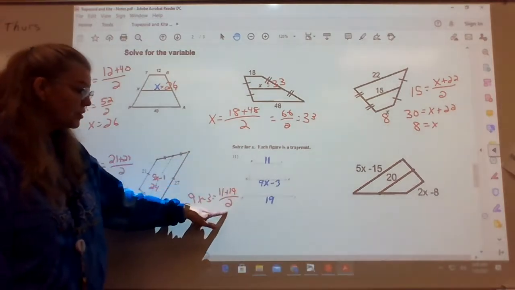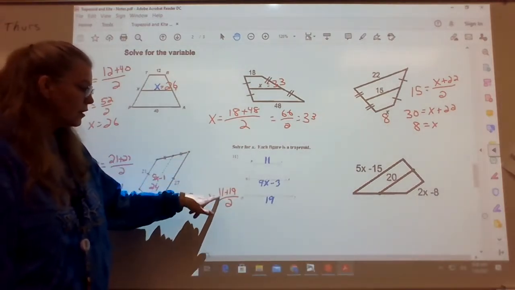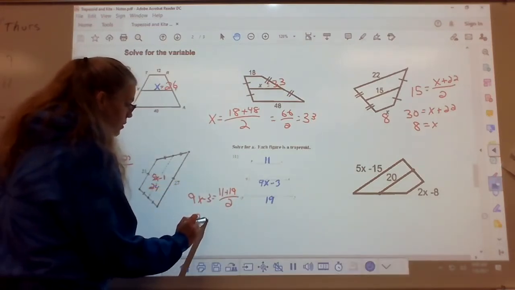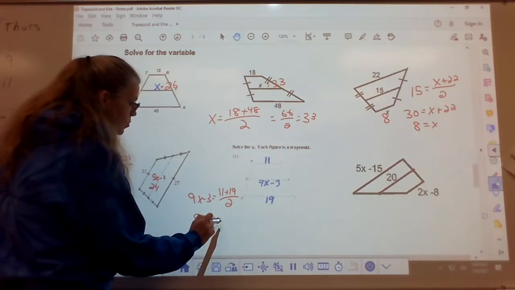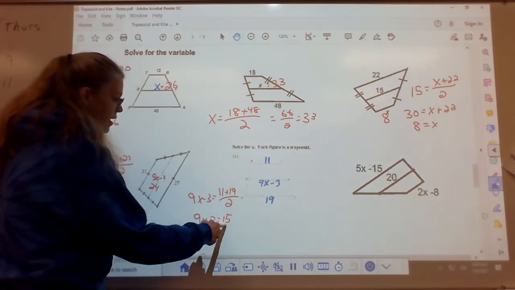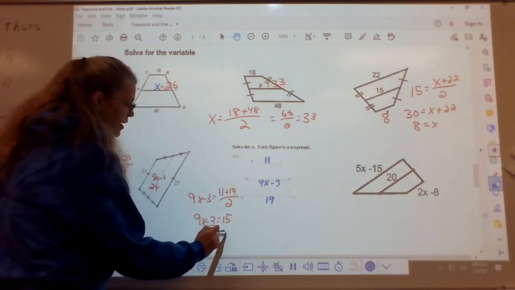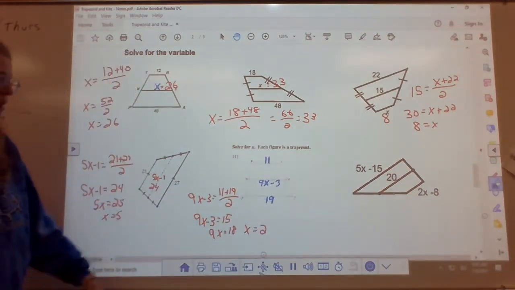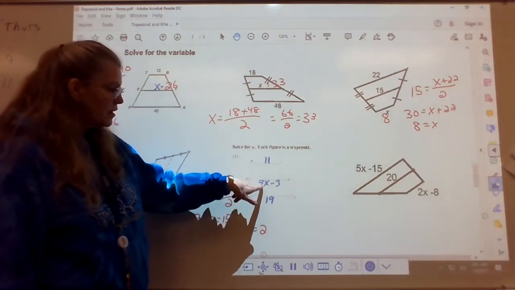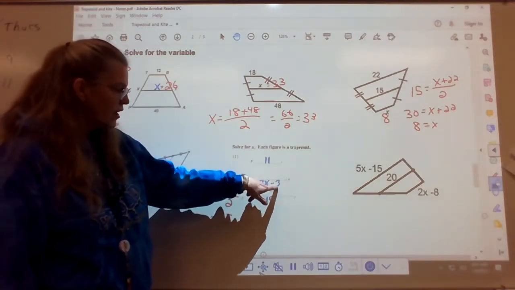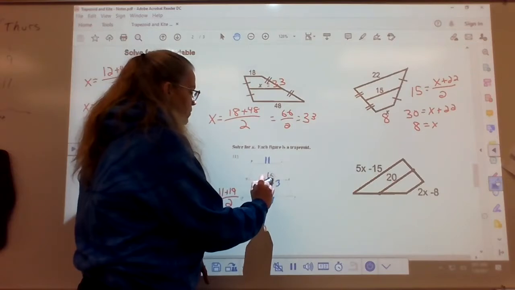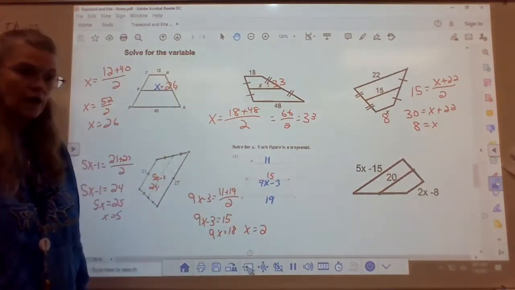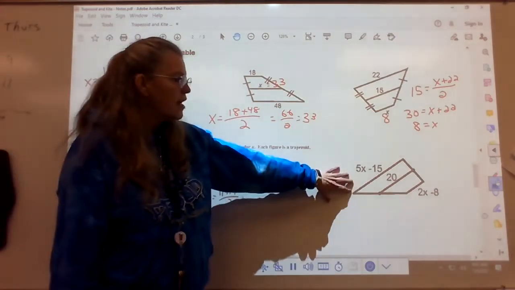Well, again, this is just numbers. So I can do this. 11 plus 19 is 30. 30 divided by 2 is 15. So 9x minus 3 equals 15. Add the 3. 9x equals 18. So x equals 2. And like I said, we can double check ourselves. 9 times 2 is 18. 18 subtract 3 was 15. So this middle is 15. Well, 15 is halfway in between 11 and 19. Halfway in between. Now this last one is even trickier.